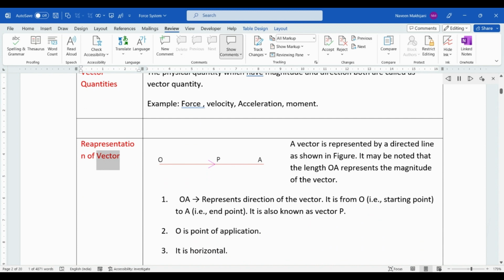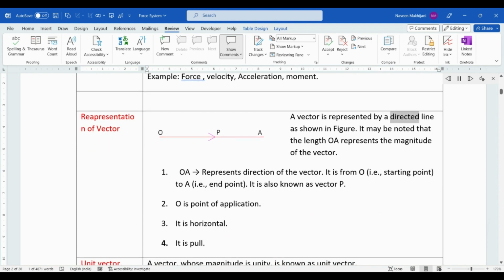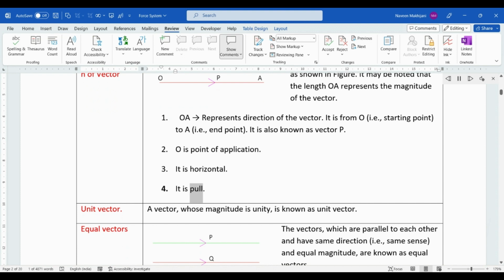Representation of vector. A vector is represented by a directed line as shown in the figure. It may be noted that the length OA represents the magnitude of the vector. OA with a rightward arrow represents the direction of the vector. It is from O, i.e., the starting point, to A, i.e., the end point. It is also known as vector P. O is the point of application. It is horizontal. It is the pole.